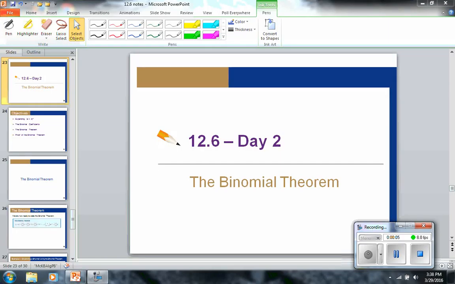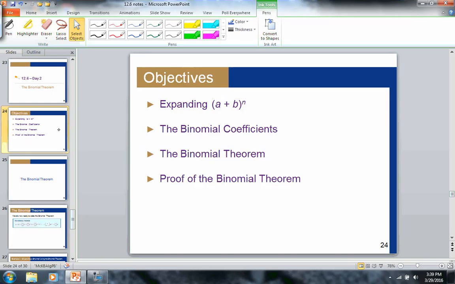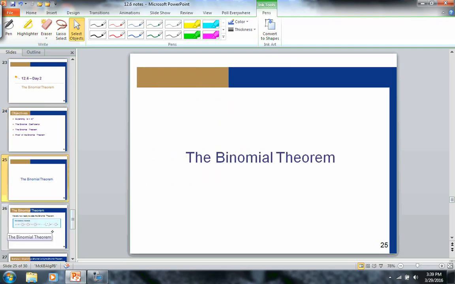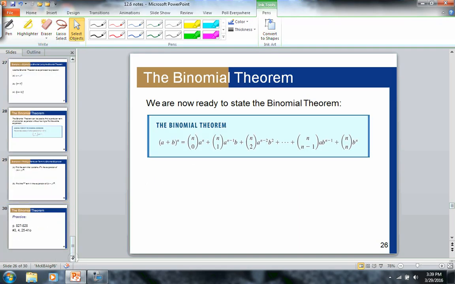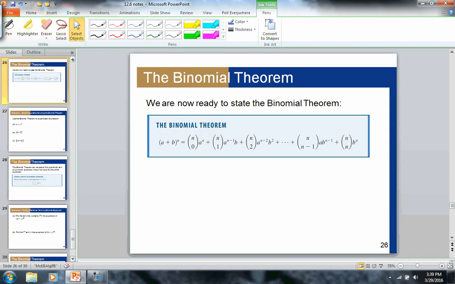These are the notes for section 12.6, day 2, entitled The Binomial Theorem. Today we're going to talk more about expanding binomials. We're going to define the binomial theorem, and then use it to help us expand some very big binomials.